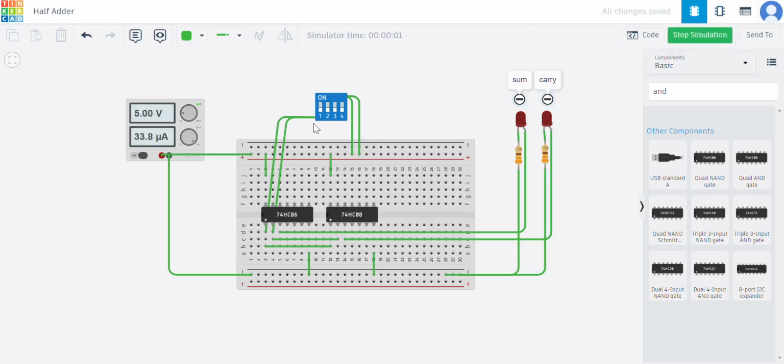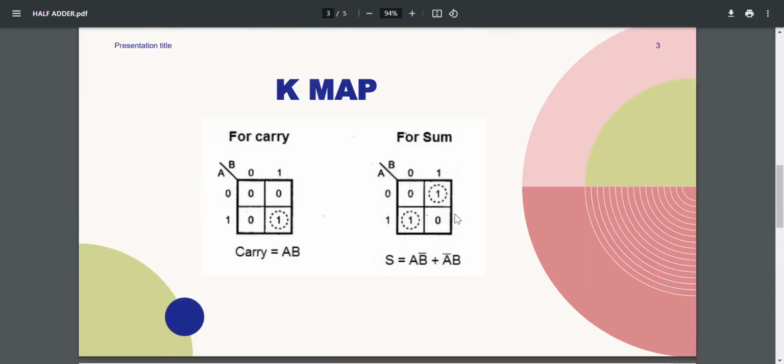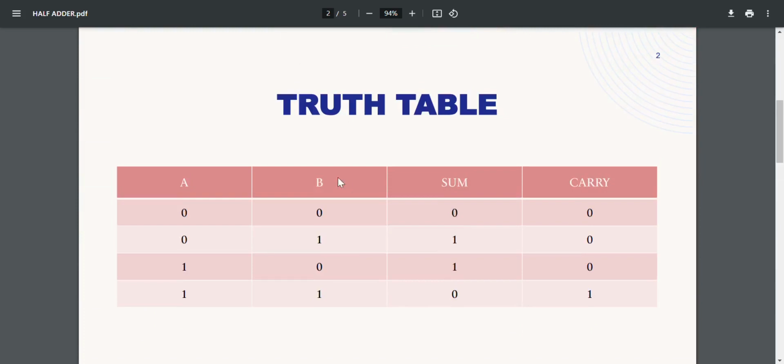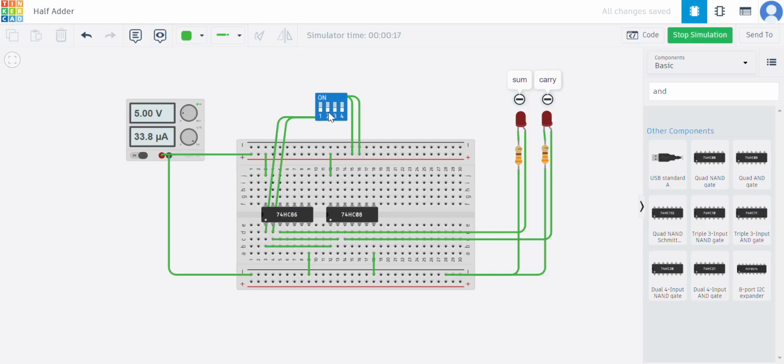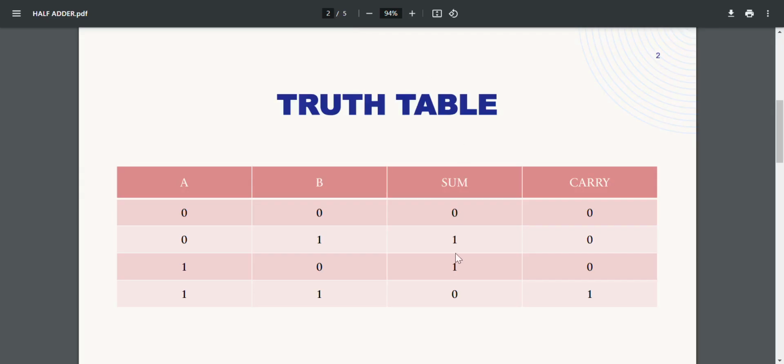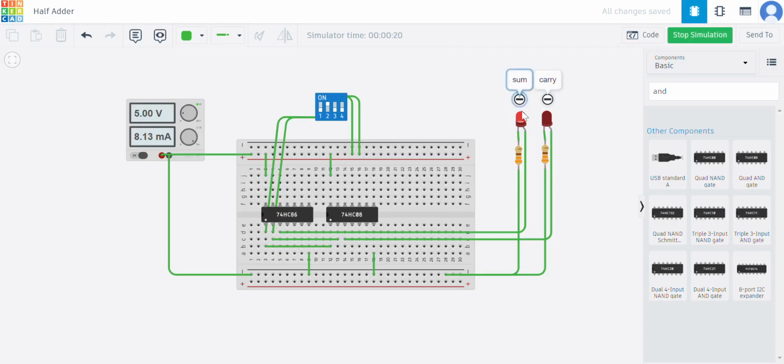So let's start. The inputs here are low because both the switches are open right now. For the input 0 0, we get the outputs low. We can use the truth table to verify. Now the second input we give is 0 and 1. So sum is 1 and carry is 0. The LED glowing shows the output is 1.